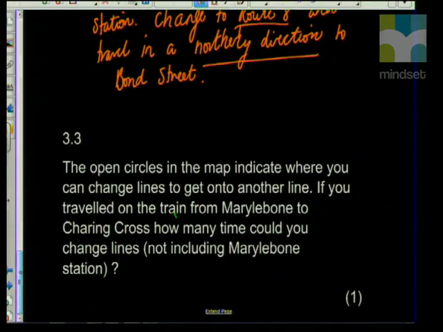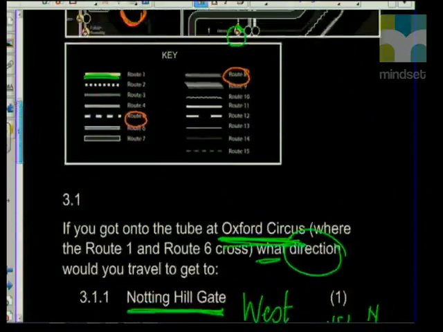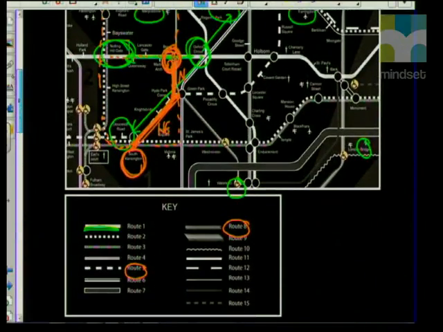Right, the next part says the open circles on the map indicate where you would change lines to get onto another line. So if I look back at my map, what it's saying is that if I was travelling along this line, for example, I could get off this train at this point and I could get onto this line. So all these circles indicate where I could get from one different train to another.